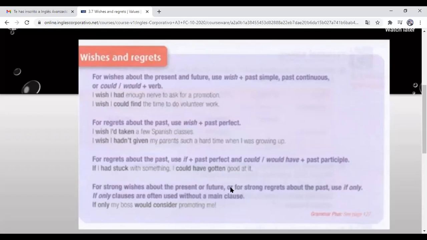Okay, and the last paragraph, please. Another volunteer for strong wishes.